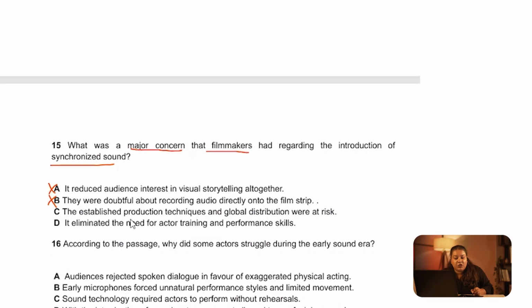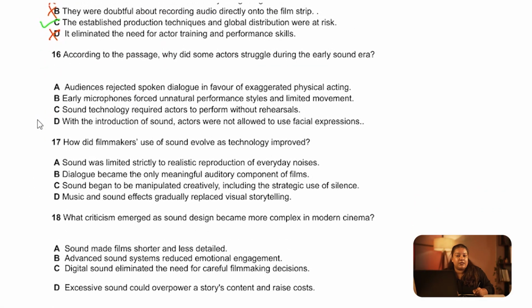Option C, the established production techniques and global distribution were at risk. Exactly. This is what is mentioned in the passage, that it did threaten the production of global distribution. So let's keep it. Option D, it eliminated the need for actor training. We do not have anything talking about actors and performance, so let's eliminate. My answer to this question will be option C. Let's mark it. Let's write it here. Answer is option C.